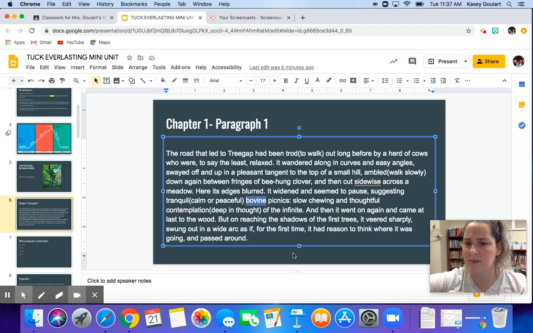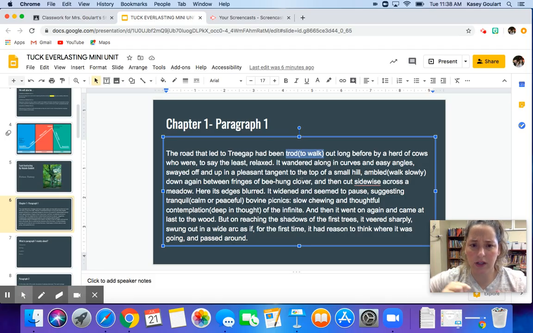All right, stop. Let's just draw some attention to a few elements of this paragraph. Notice we see some vocab words, and next to the vocabulary we're focusing on, we have parentheses and a definition inside, okay? So if we look at the word trod that I've highlighted up top, trod or trodden means to walk. So it's talking about the road that led to Tree Gap had been trodden, or walked on, long before by a herd of cows. So cows walked on that road a long time ago, all right? That's basically what trod or trodden means. So that's how the vocabulary will be introduced to you as we read.